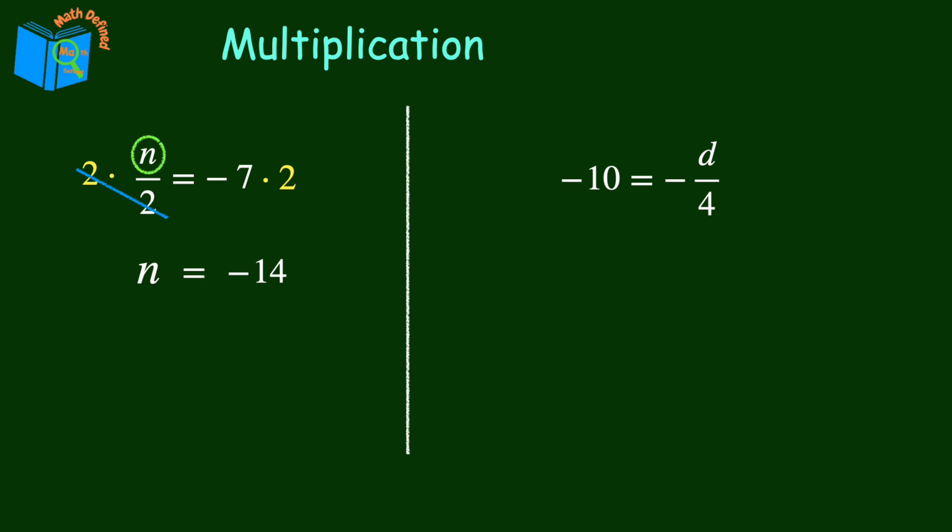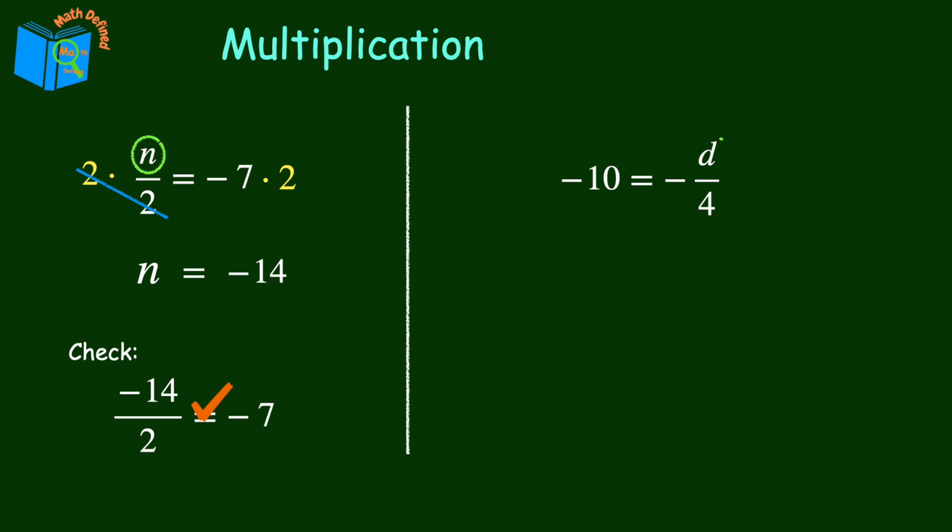So n equals -14. It's always a good idea to check your solution. It's quick and easy. Substitute n equals -14 into the original equation. -14 divided by +2 equals -7. It works. This next equation is similar, but it has more negatives to manage.